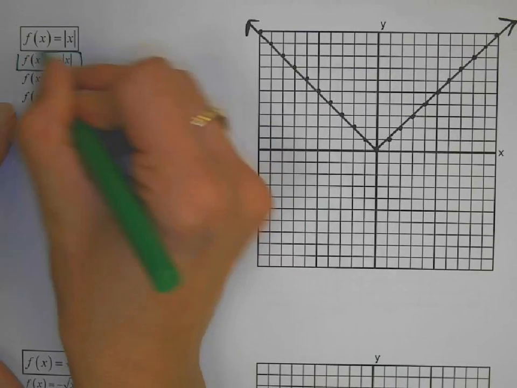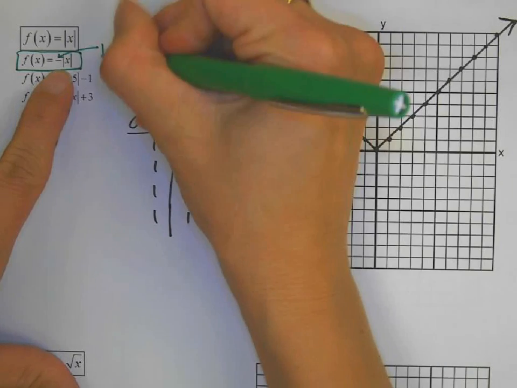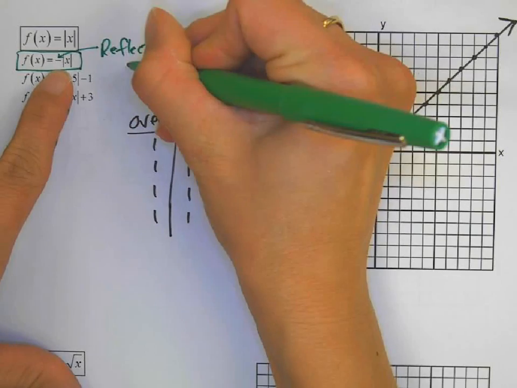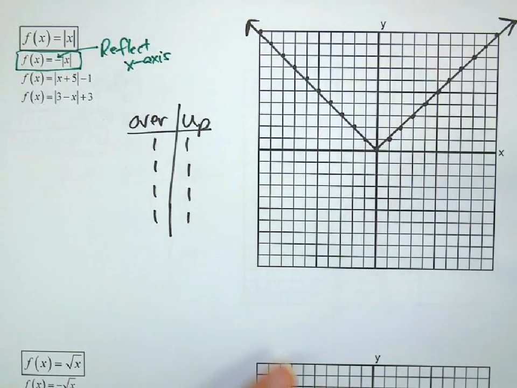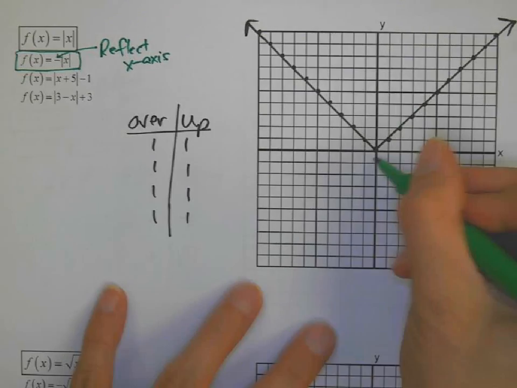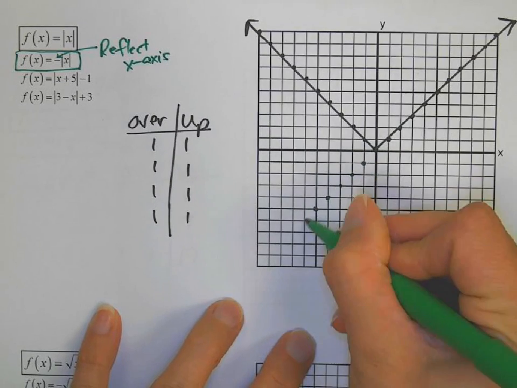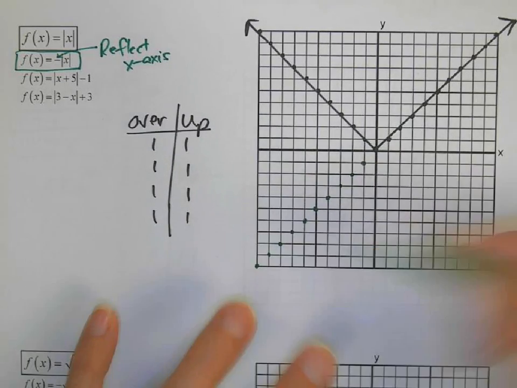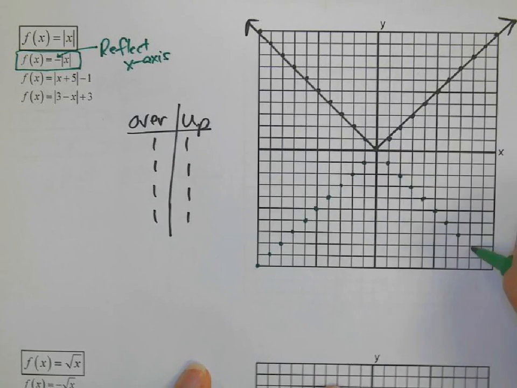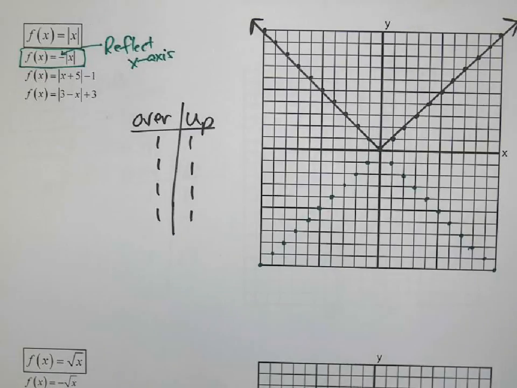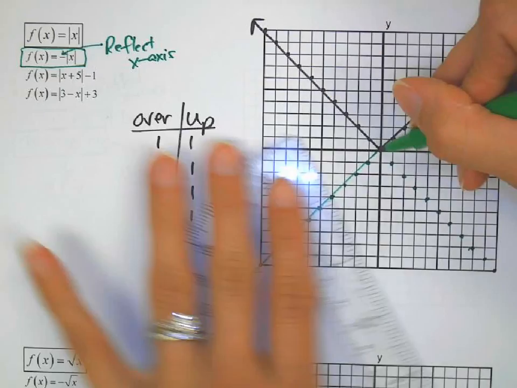Okay, number 2, I notice a negative. That means reflection, and when it's out in front of the function, that means we're going to reflect over the x-axis. If I take a function and reflect over the x-axis, it's going to be opening downwards. So that means we've got the points going down here like this, over 1, down 1, over 1, down 1, all the way through negative 10, 10. Make sure you put all your points, nice straight lines. Let's use a ruler or an ID if you have one handy, and don't forget the arrows.